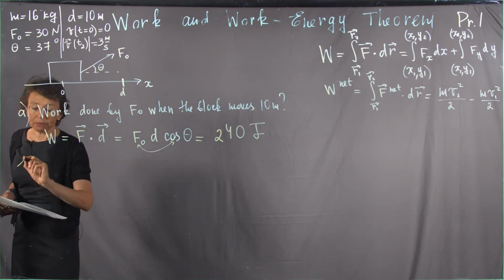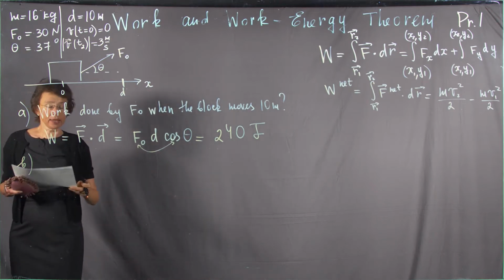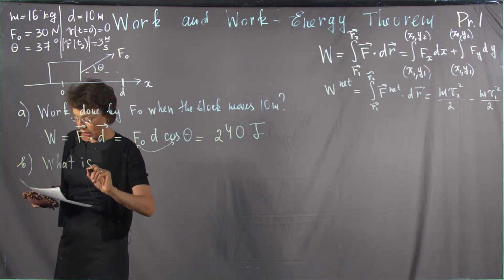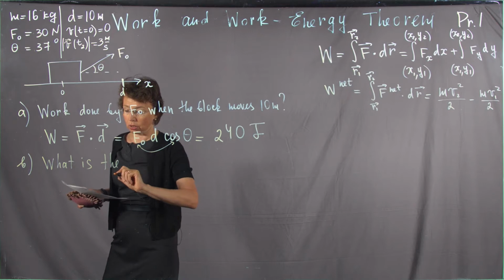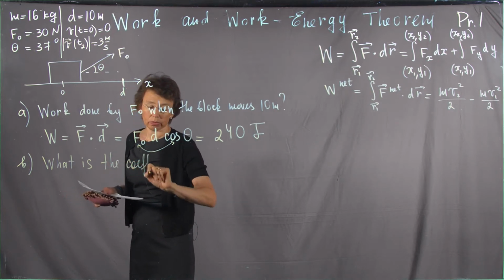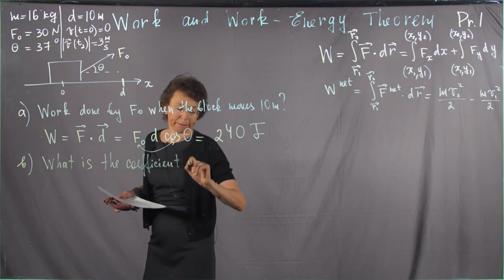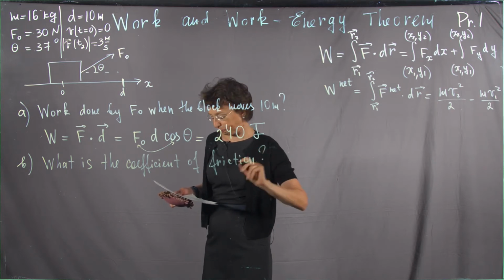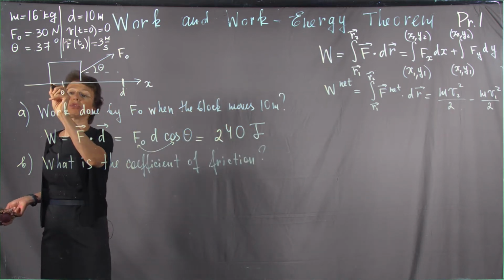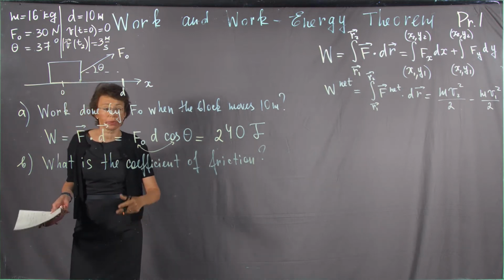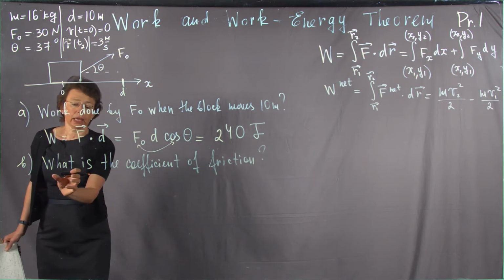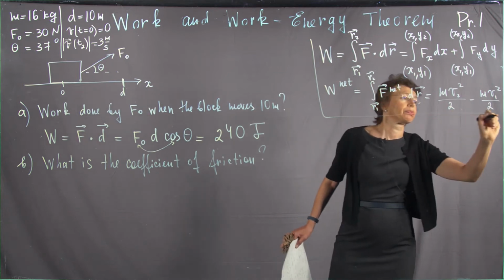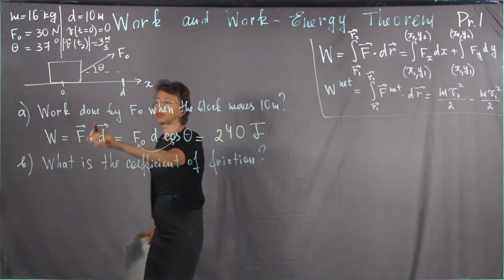For part B, they ask us, what is the coefficient of friction between the block and the surface? I need to find mu. There is non-zero coefficient of friction between the block and the surface. So what is it? And to find coefficient of friction, I will use Work-Energy Theorem. We will apply Work-Energy Theorem to this situation.